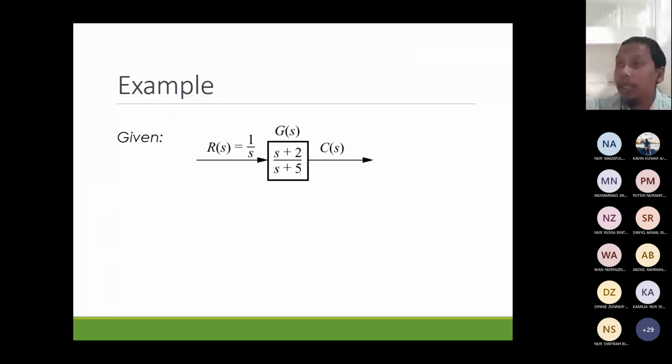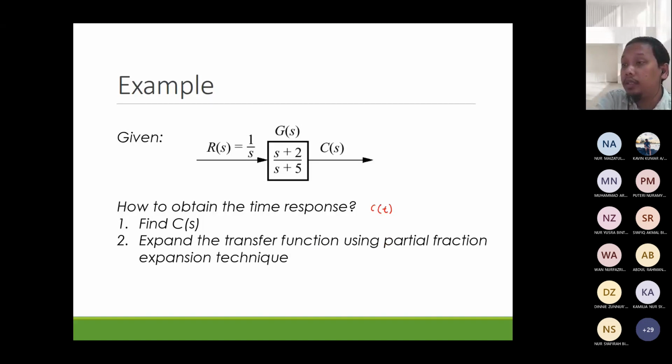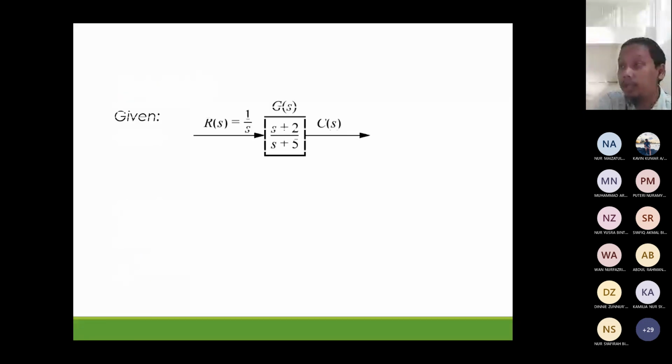So let's look at another example. Let's say we have this transfer function that relates C(s) with R(s), but R(s) is given as 1 over s. We want to find the time response, so basically we want to find c(t). We want to find C(s) first and then apply inverse Laplace transform to get c(t). Firstly we find C(s), expand using partial fraction, perform inverse Laplace transform, and then we get c(t). So let's look at the steps.